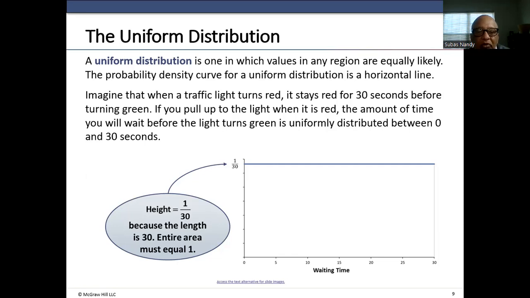The height is 1 over 30 and the width is 30 minus 0, which is 30. Width times height: 30 multiplied by 1 over 30 is 30 divided by 30, which is 1. So the height is 1 over 30 because the length is 30. The entire area must be equal to 1, as we showed, because 30 is the width, the waiting time, multiplied by the height, 1 over 30. 30 times 1 over 30 is 30 divided by 30. The total area under the curve is 1.